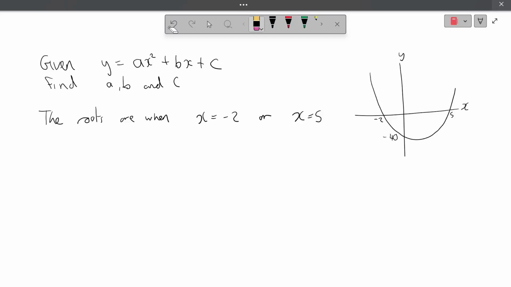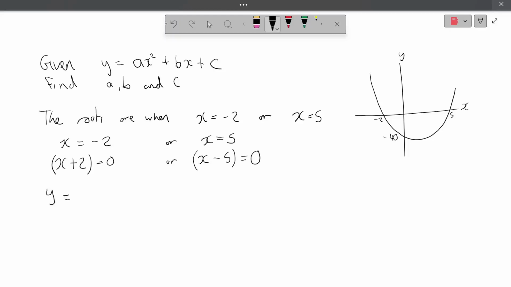What we can do with the roots is we can actually find out the factorizable brackets of a quadratic. So we then have x equals minus 2 or x equals 5. We're going to make them equal 0. So you have x plus 2 equals 0, and that's one of the brackets, or x minus 5 equals 0. So what we now have are these two brackets for a quadratic, and you go y equals a certain number, which is in fact a, brackets x plus 2, x minus 5.